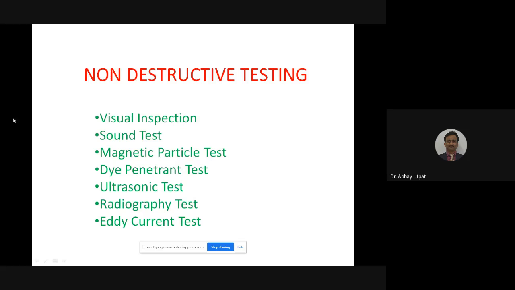Let us go to the next test, that is the magnetic particle test.